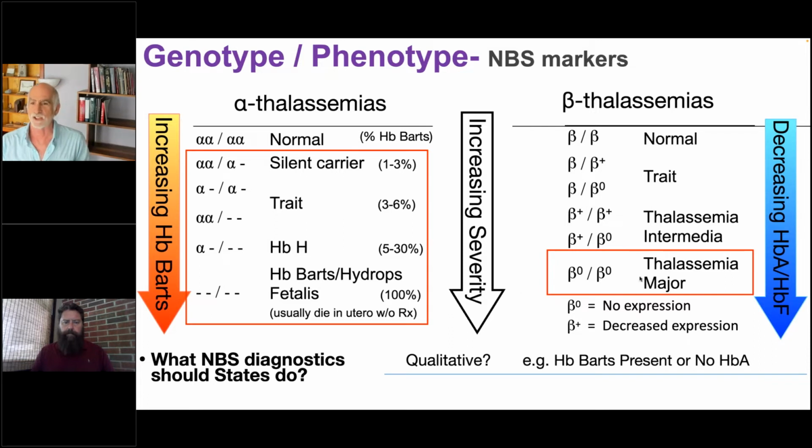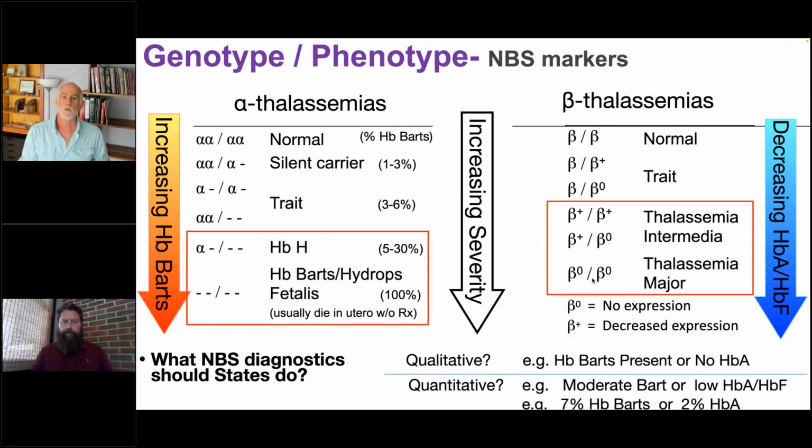Or do you just ask for, is F present? Is hemoglobin A present? Some people report out absence of detectable hemoglobin A, which means it's a thalassemia major, but that's not going to be very sensitive because it will often miss some thalassemia intermediates.